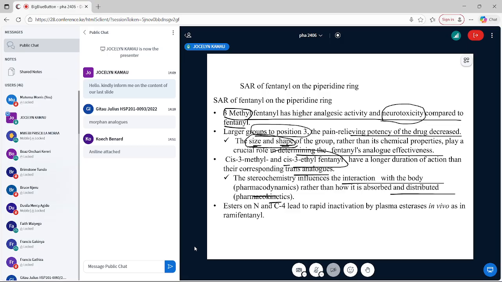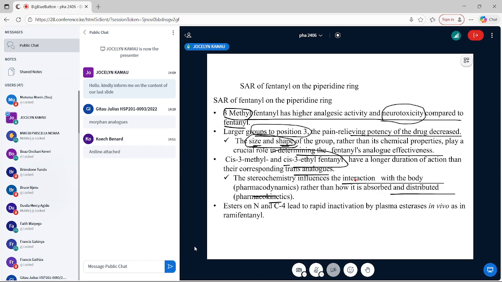That not only is a large group interfering with the way this molecule accesses the receptor because of steric hindrance, it is also hindering this molecule from getting the axial conformer. And we have said the axial conformer is the one we require for maximum activity. For both the fentanyls, for both the 4-phenylpiperidines, we require the axial conformer.